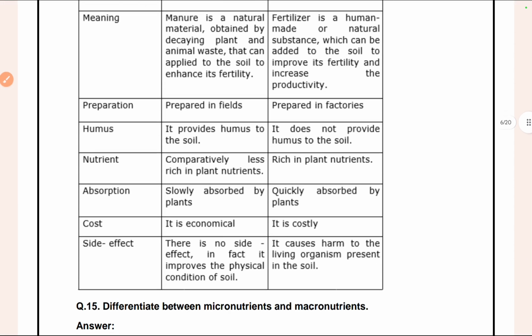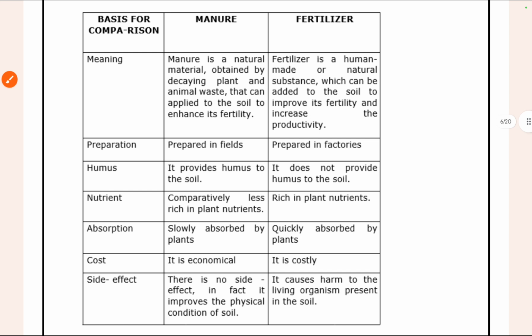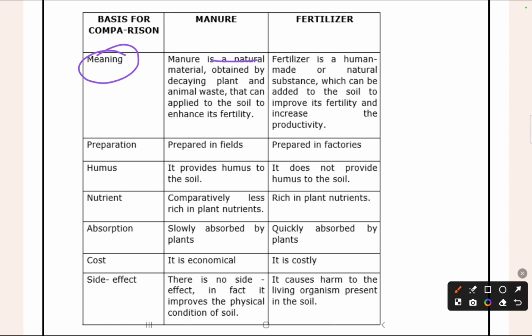A basic comparison table for manure and fertilizers. Their meaning. Manure is a natural material obtained from decaying plant and animal waste that can be applied to the soil to enhance its fertility. It is prepared in fields. It provides humus to the soil.